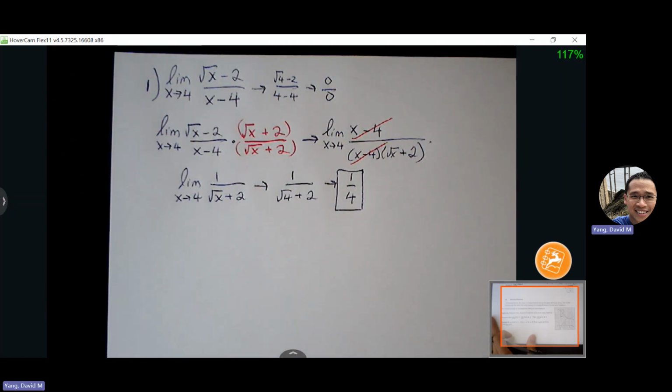Check your steps, check your work. We have to convince ourselves that there is a hole before we go through all of our algebraic steps. We do have confirmation that there's a hole at x equals 4 with that 0 over 0, multiplied by the numerator and denominator by the conjugate of the numerator.